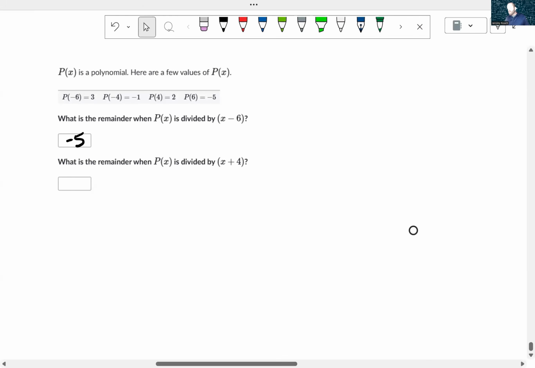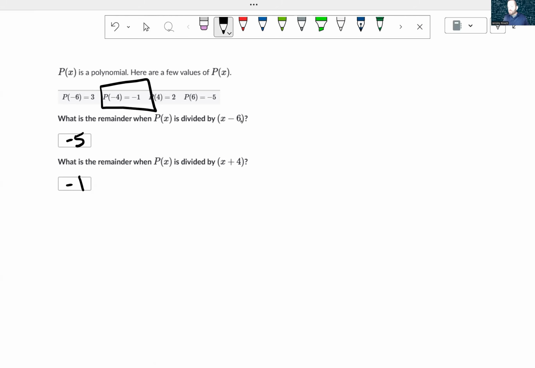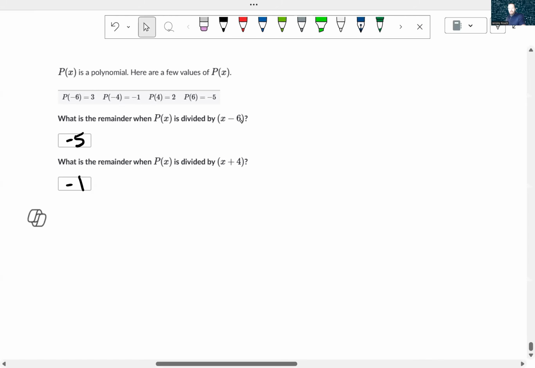What's the remainder when p of x is divided by x plus 4? That one's going to be when x is -4, which is going to be -1. Okay, so we'll type those in here. 5.